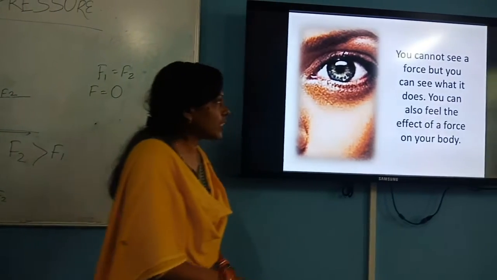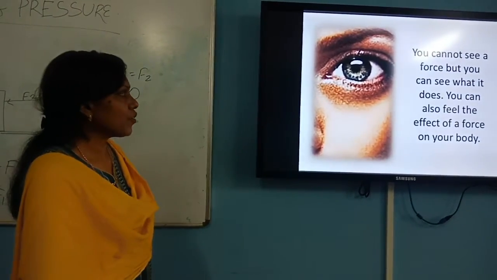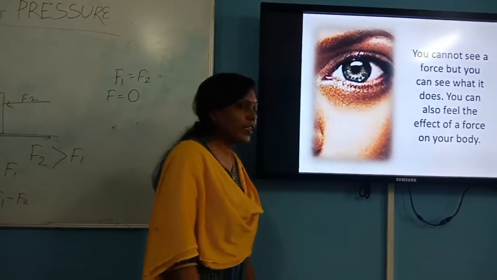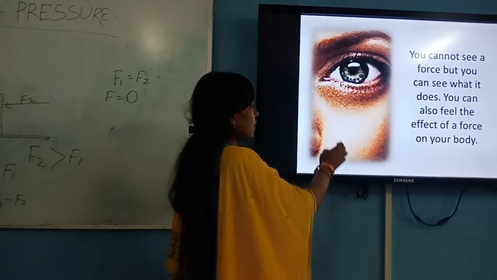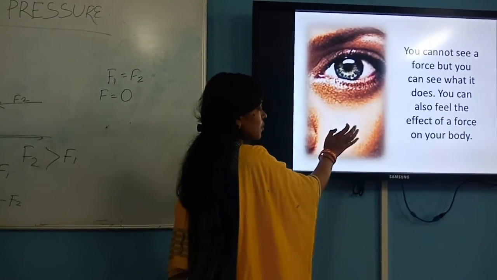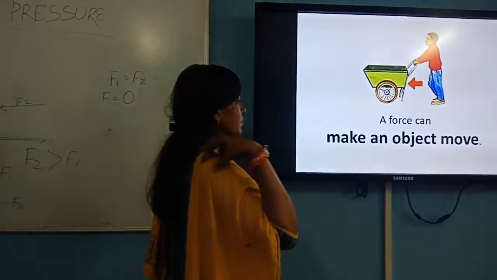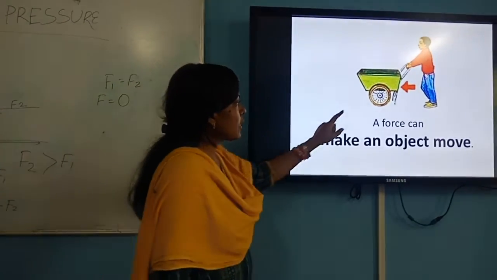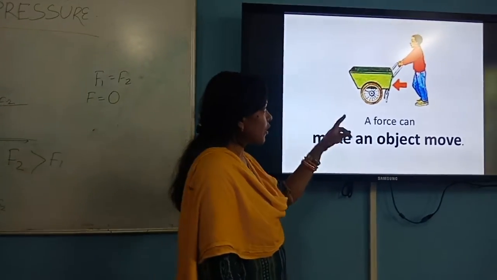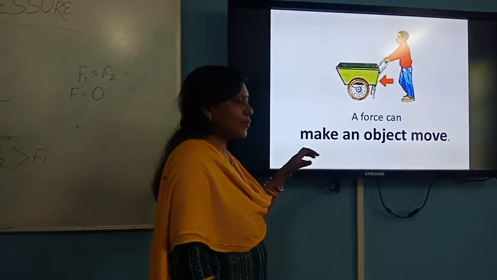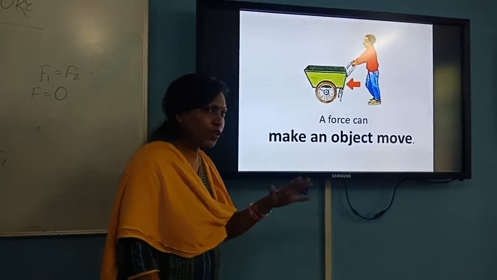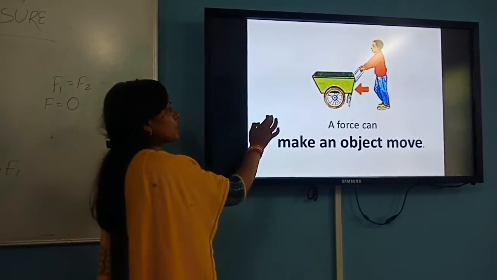You cannot see a force, but you can see what it does. You can also feel the effect of force on your body. So let's see some examples. Here the trolley is at rest. When the boy pushes the trolley, it means he applies a force, and the trolley moves. So a force can make an object move.